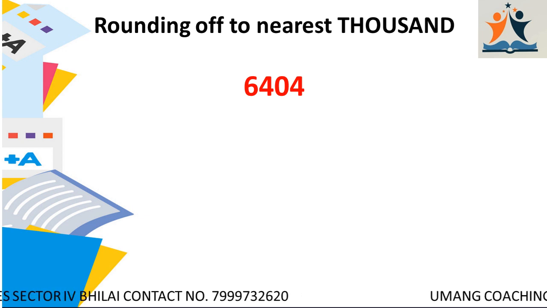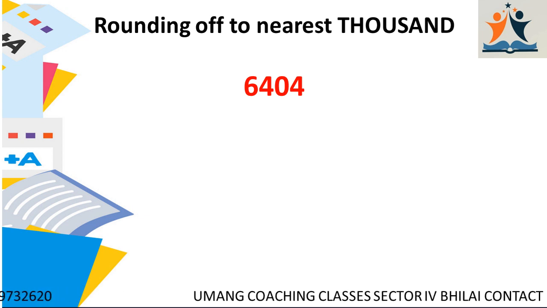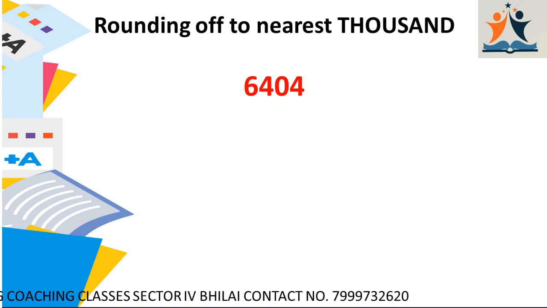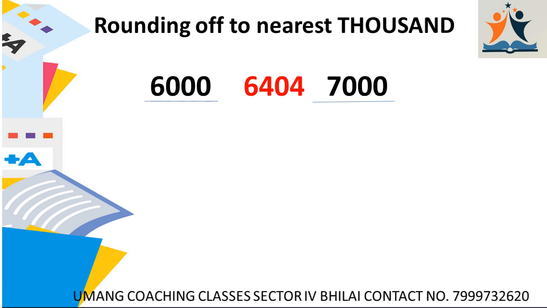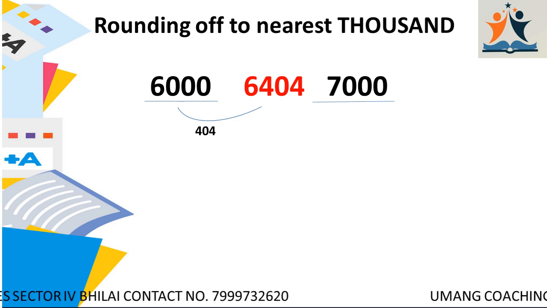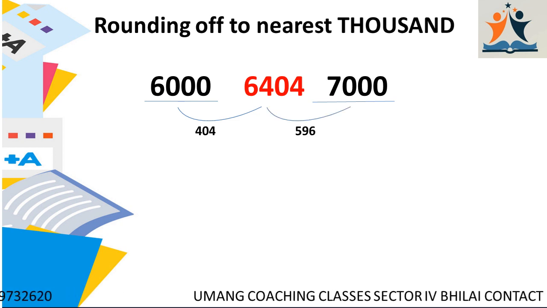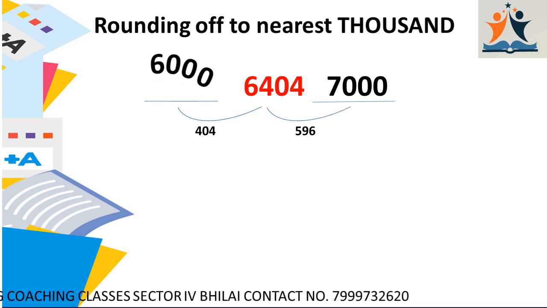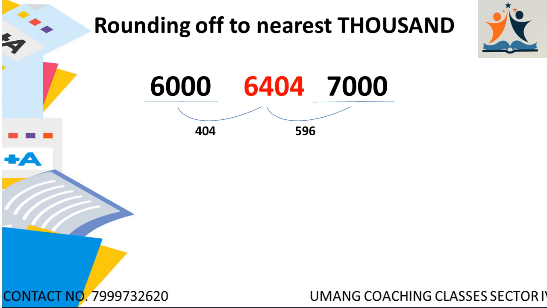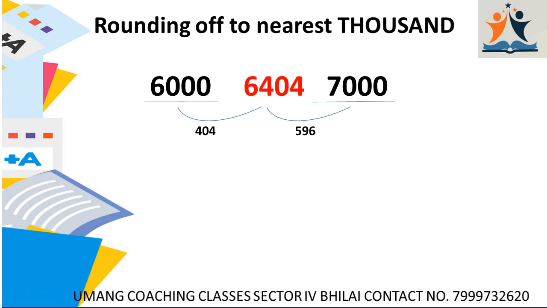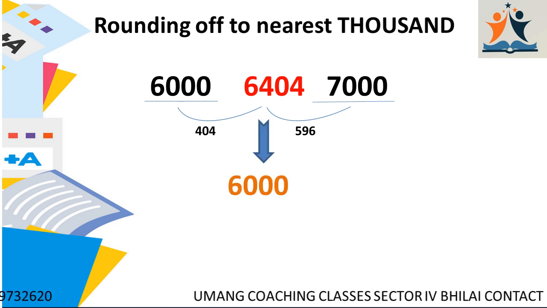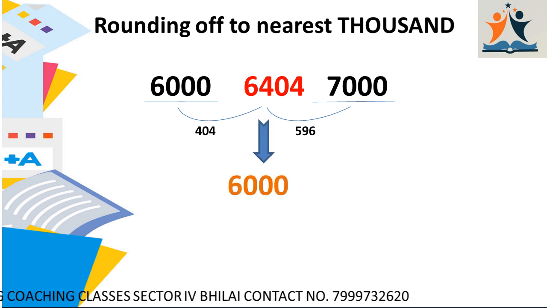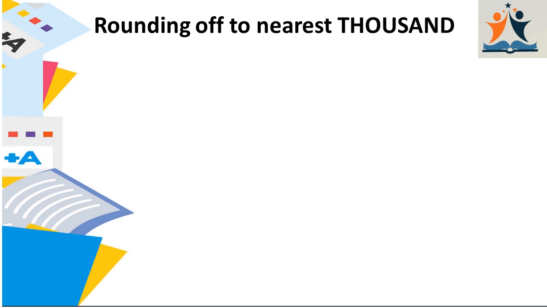Let's see another example, 6404. For 6404, the two nearest 1000s will be 6000 and 7000. The differences will be 404 and 596. It is much nearer to 6000. So the round off to nearest 1000 for 6404 will be 6000.